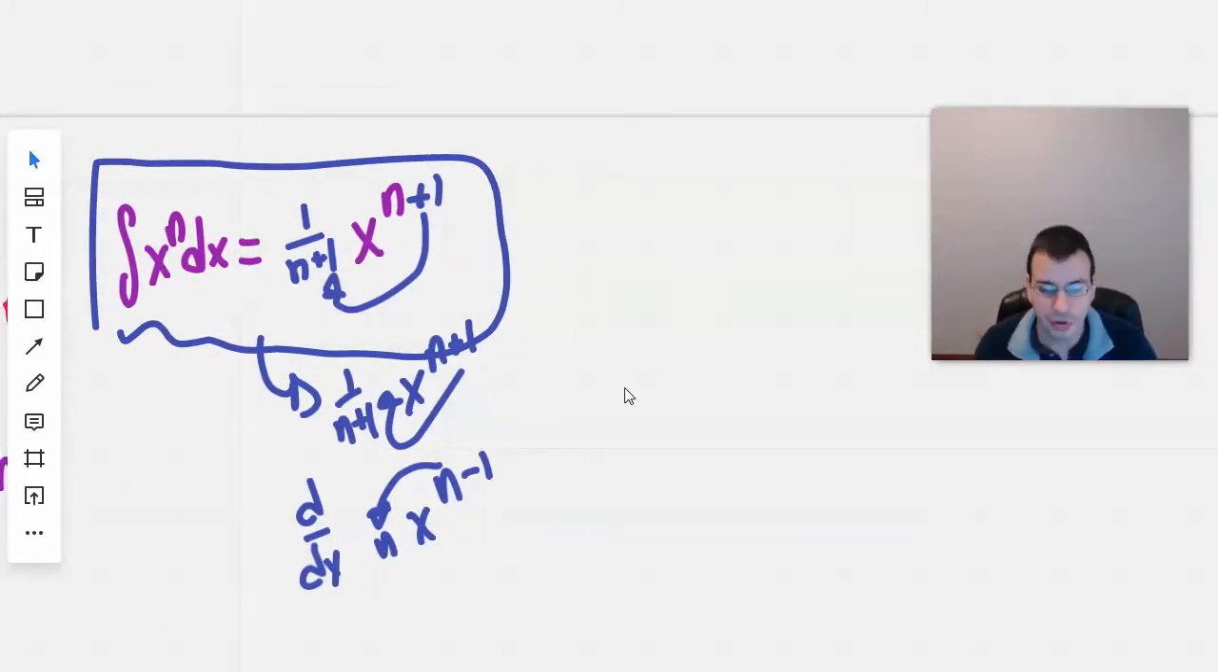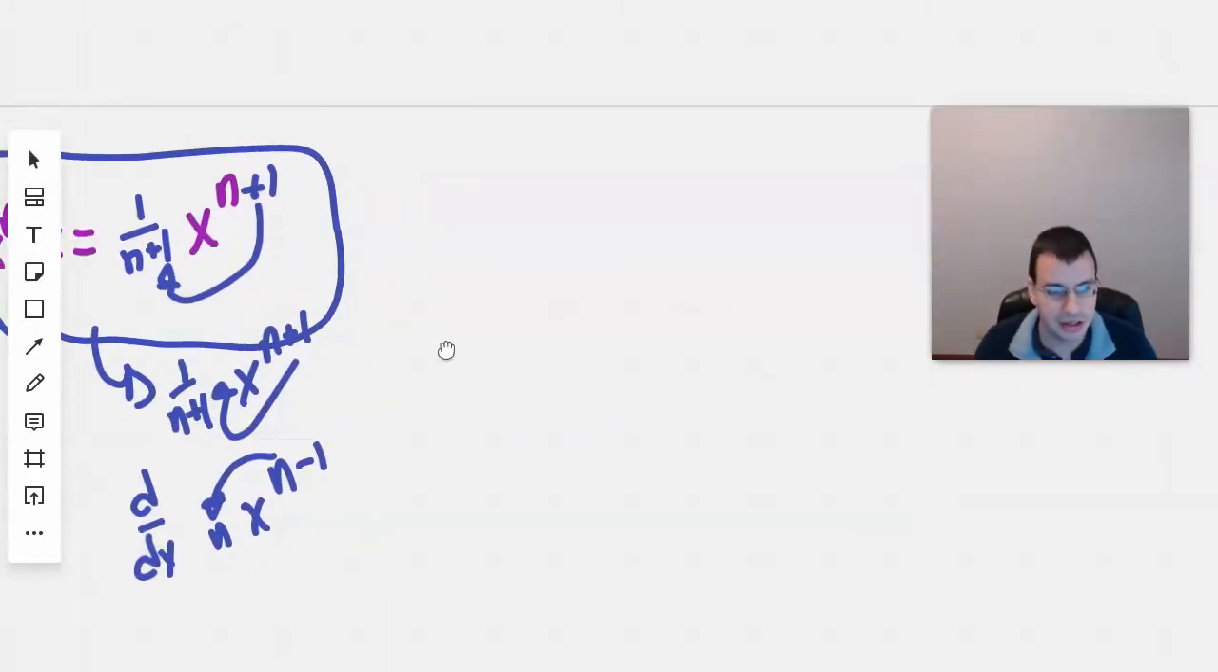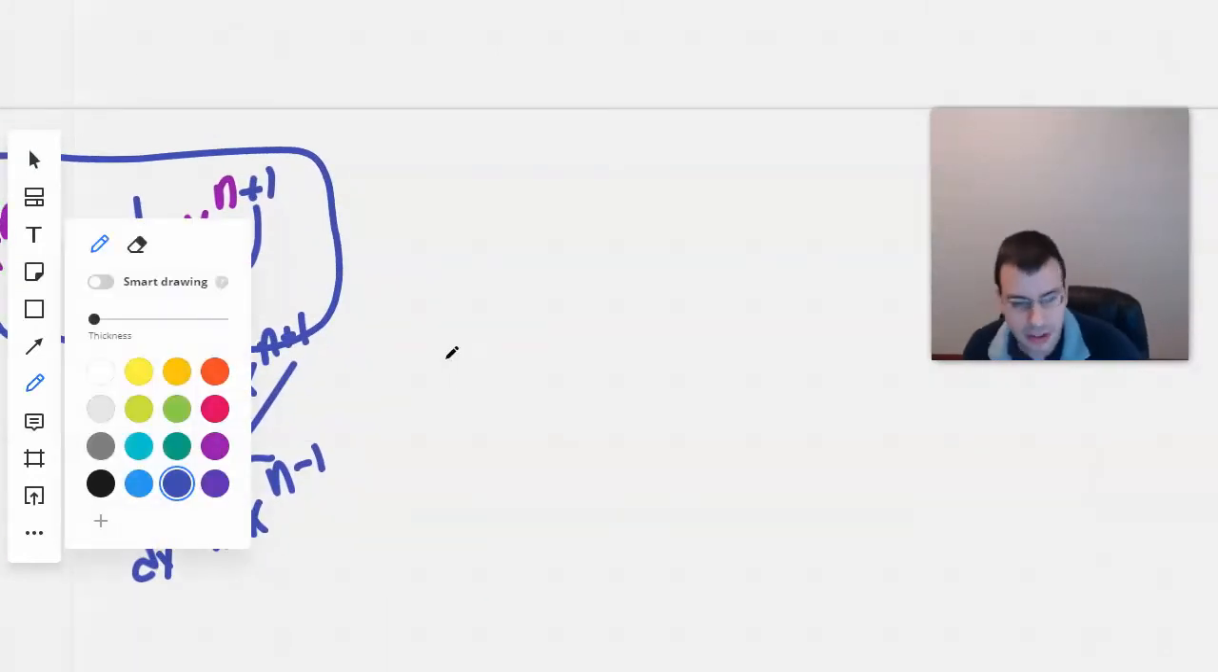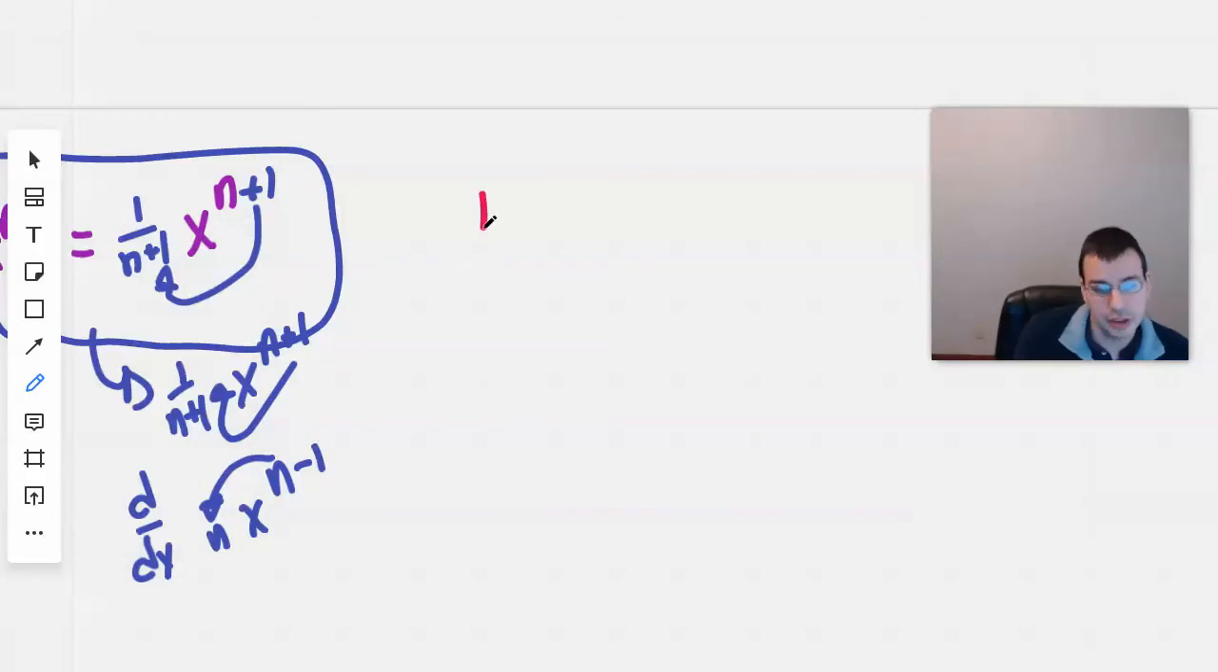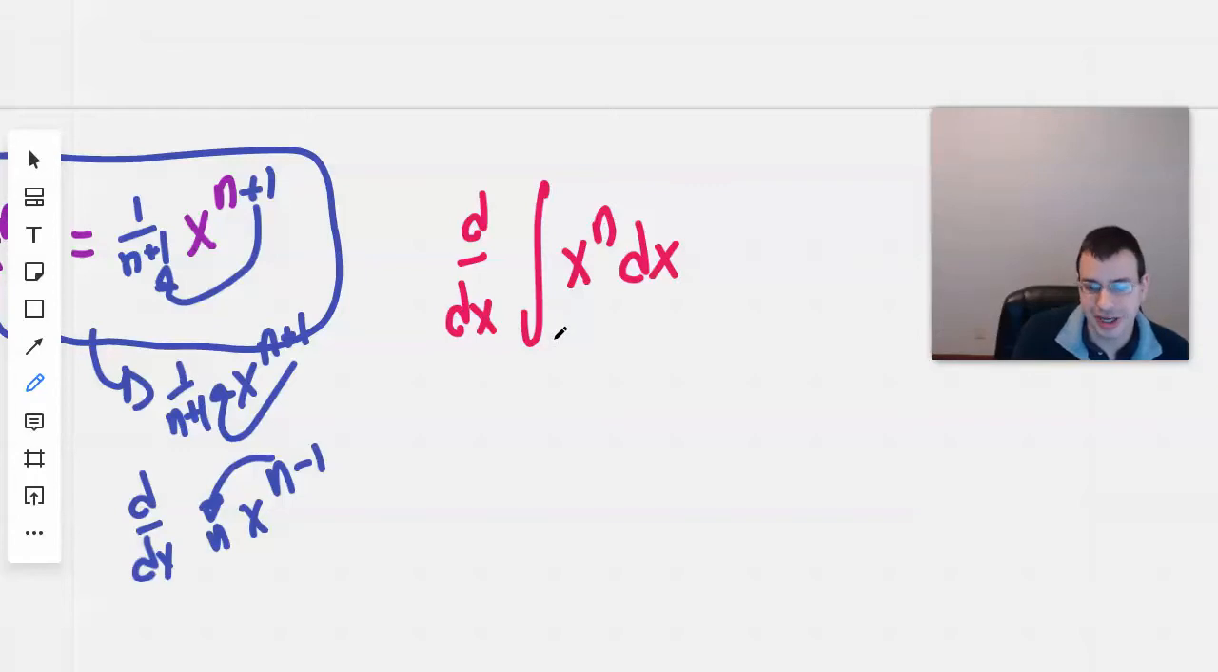So before I get to too many examples of that, in theory, you could take the derivative with respect to x of the integral of x to the n dx. So this is an antiderivative, plus c. I forgot the plus c.